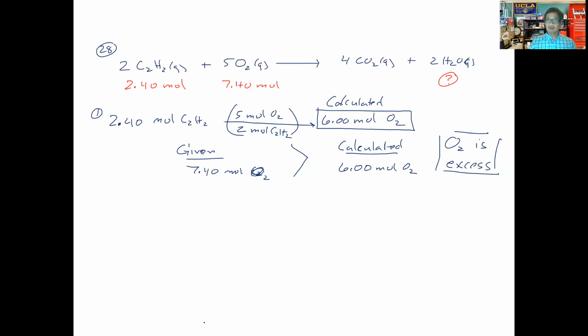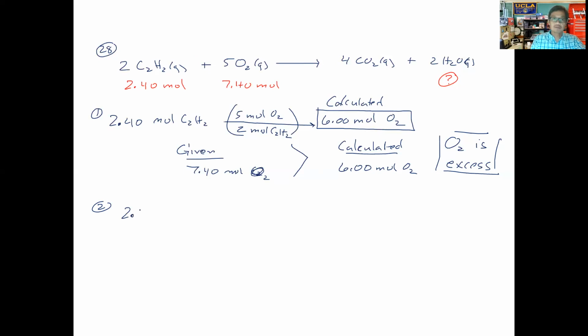But we don't want to use the excess reagent to find out how much water forms. We need the limiting reagent. And what's the limiting reagent? If oxygen's the excess, folks, the only other reactant here is C2H2. That must be the limiting reagent. So that's what we will use to carry out the second of the two calculations, which is to find out the amount of water that forms.